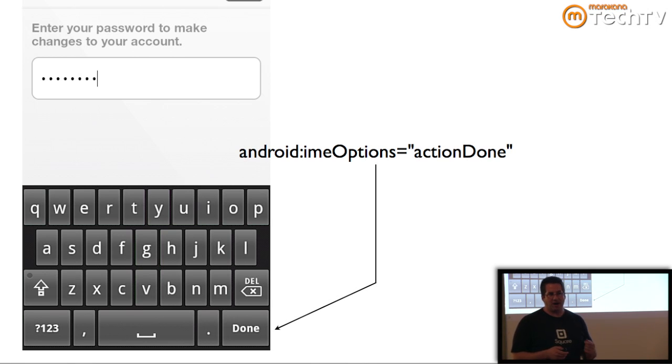Not every phone honors this though. I don't know if they fixed this or not, but I think HTC Sense ignores this for action done, so it doesn't turn it into done. They may have fixed that in newer releases, I'm just not sure, but that's why we have the done button in the upper right corner, because we can't guarantee that it's going to be on the keyboard. The best you can do is set the IME options as a hint to the platform to hopefully make it into a done button.